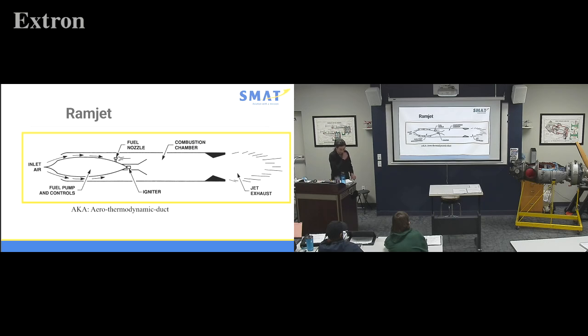A ramjet is an air-breathing engine, but it has no moving parts. There's no compressor to draw in air, so it has to be moving forward with enough forward velocity to generate thrust. So it's limited basically to special military weapons delivery systems. But air comes in, you've got fuel, igniter, combustion chamber, and then exhaust.